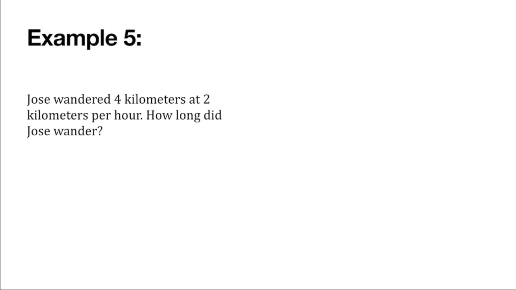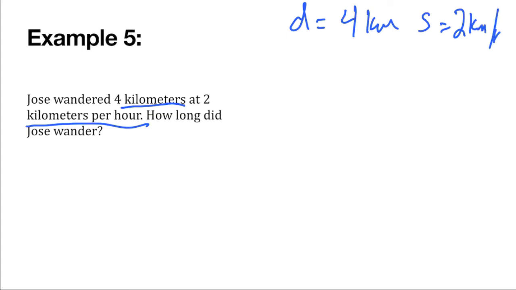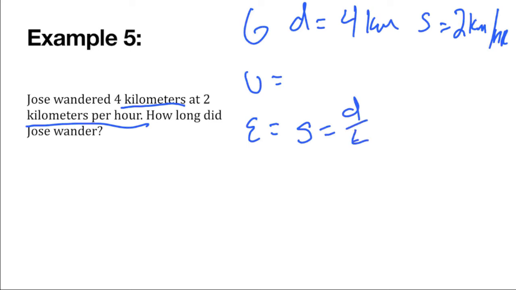Okay, all right. We have Jose Jalapeno on a stick. So Jose wandered for 4 kilometers at 2 kilometers per hour. This already sounds like we have our distance, which is 4 kilometers, and we have a speed that is going to be 2 kilometers per hour. So there's my G. My U, how long? Long is distance, or it could be time. So we have to think about where my equation is. My equation is speed is equal to D over T. I already have D and I have S, so it has to be T that we're solving for here.